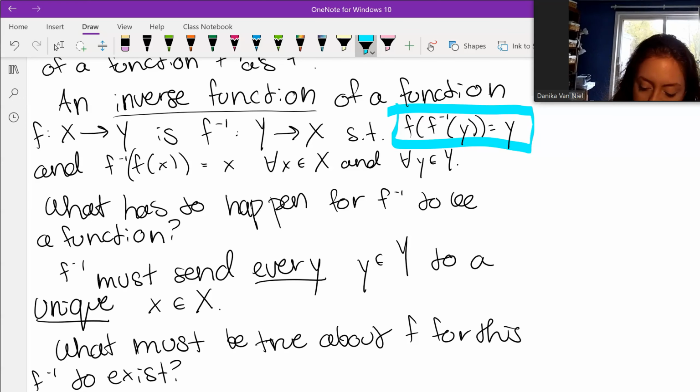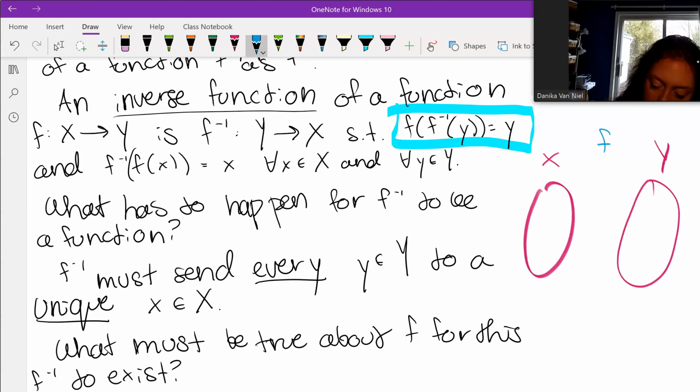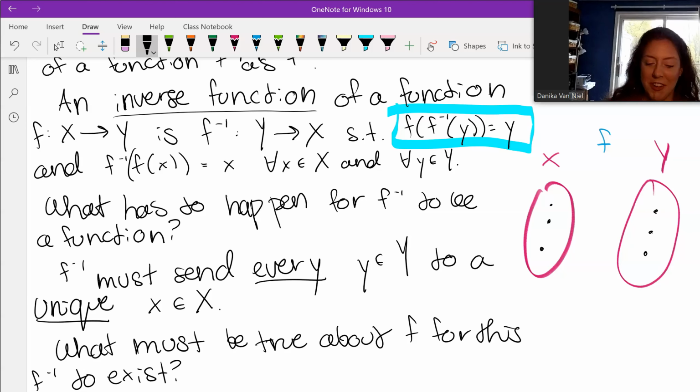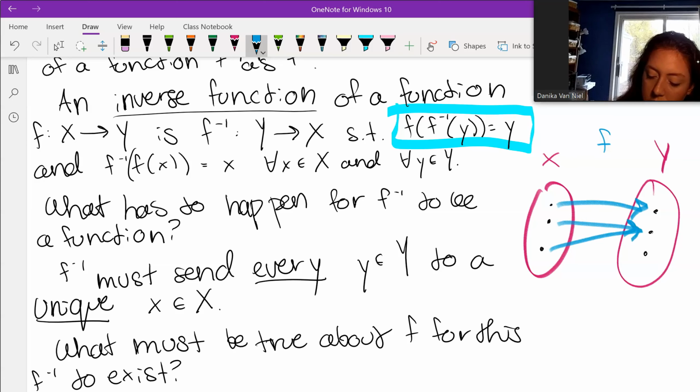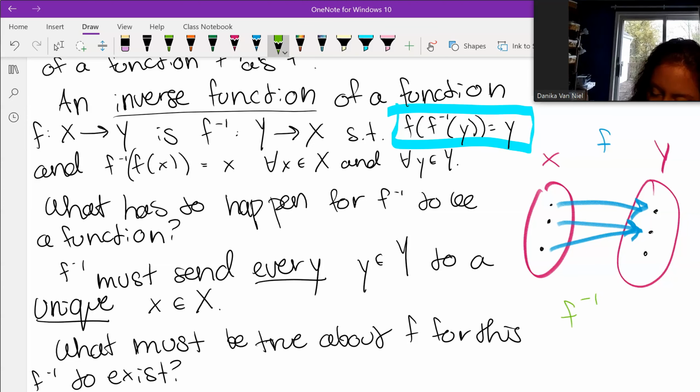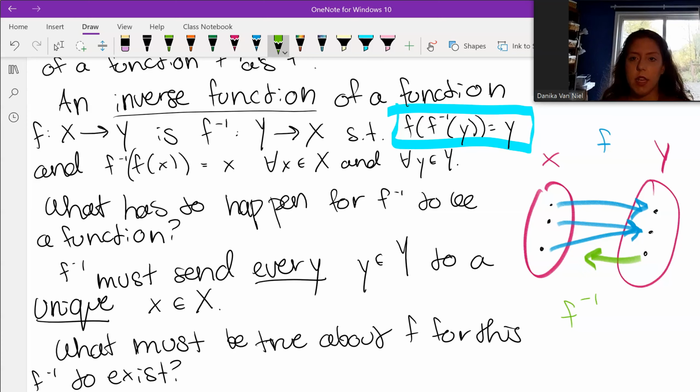Okay, so let's draw a picture. So maybe blue will be f's actions or something. Let's make it really simple and just do 3 elements in each. Okay, so let's say we have that happen. Okay, so now our f inverse has to send every single y value somewhere. So we'll do f inverse in green. So it has to send this somewhere, right? Every element has to get some sort of bow and arrow. And it has to go somewhere. But where is it going to go?